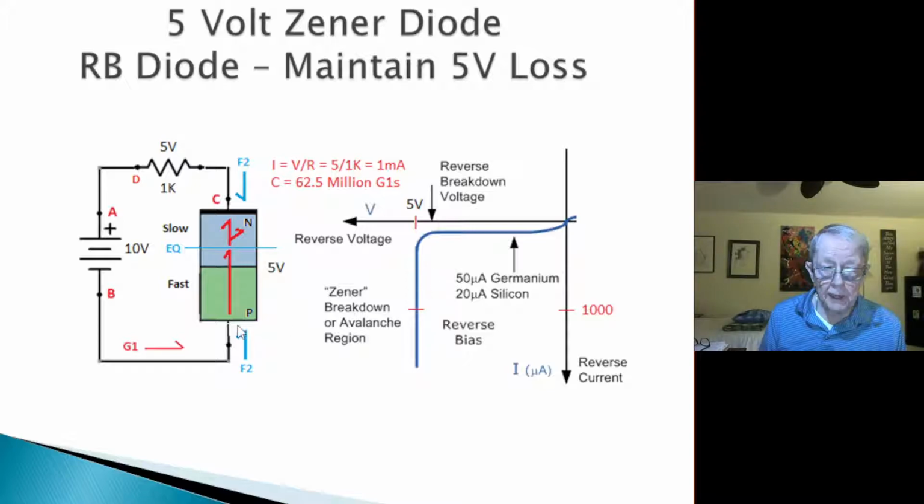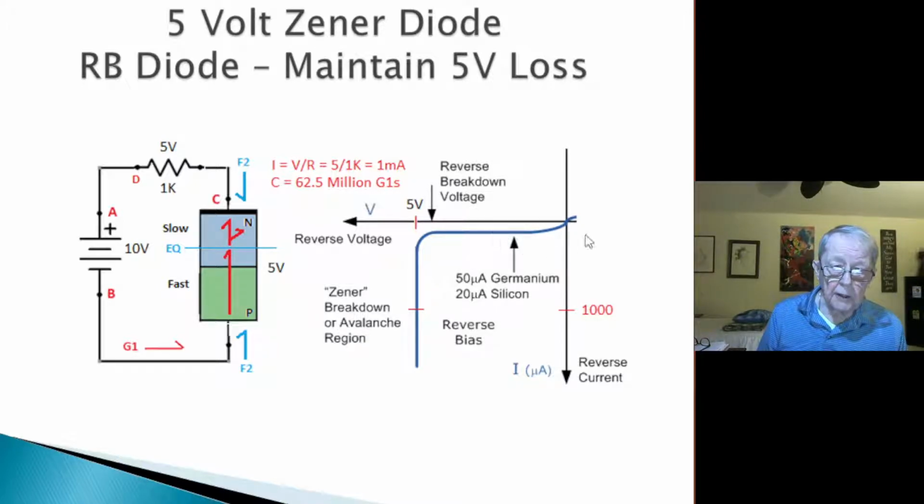Now, in this case, you have a lot of G1s being generated. The operating point, I just picked this point, 1,000 microamps is 1 milliamp. So I'm assuming there's 1 milliamp of current flowing. I just picked that arbitrarily. 5 volts divided by 1K is 1 milliamp or 1,000 microamps. And this is the operating point, and you get a 5-volt drop.